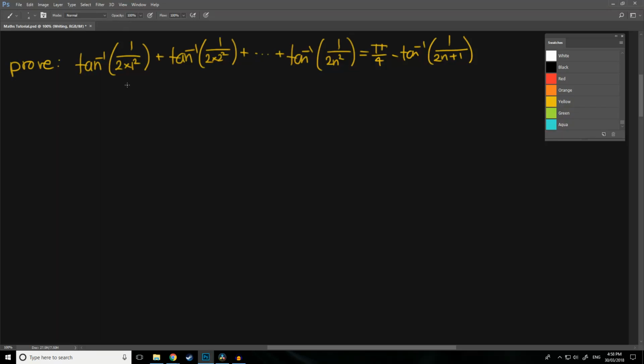Hey guys, today we're going to be doing an induction question. We're going to be proving this thing, and we'll involve some tricks and some trig identities. Start off, base case n equals 1.